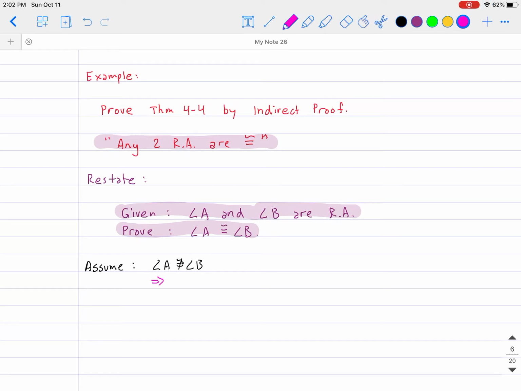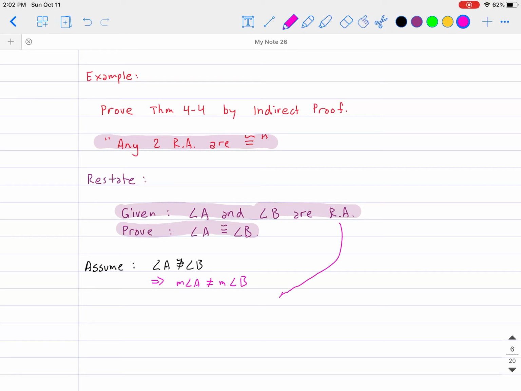And then from there, we can probably extract from it the following. Every single time I'm doing these proofs right now, I'm writing out an outline before I actually write the actual proof, so that you can see how the flow of all of this works. So if the two angles are not congruent to each other, then the measurement of angle A does not equal the measurement of angle B.